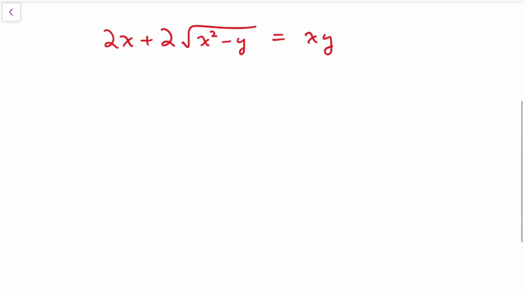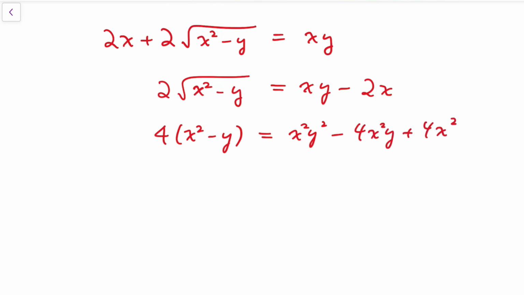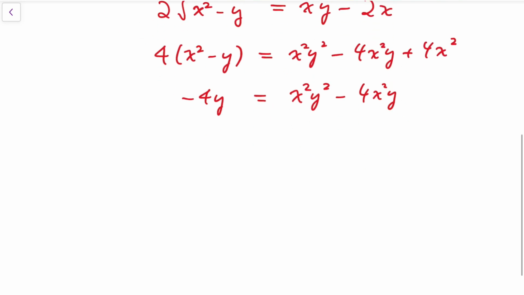Then afterwards, I'm going to move the 2x to the other side. And so 2 times root x squared minus y equals xy minus 2x. Then I'm going to square both sides again, so there will be no more surds on either side of the equation. 4 times x squared minus y equals x squared y squared minus 4x squared y plus 4x squared. And simplifying, we have minus 4y equals x squared y squared minus 4x squared y. And so we have x squared y squared minus 4x squared y plus 4y equals 0.